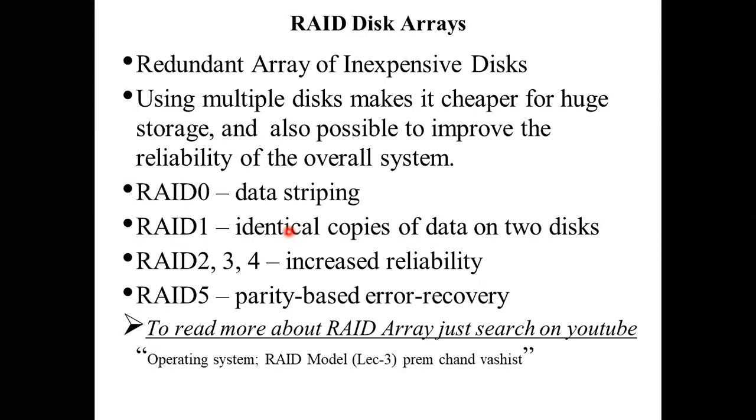As for the RAID disk array, this is called a redundant array of independent disks. What is the full form of RAID? R is for redundant, A for array, I for independent, and D for disk. This is redundant array of independent disks. What is this?